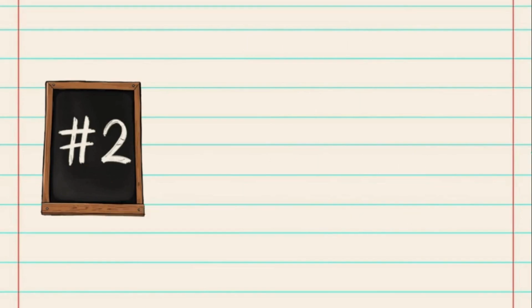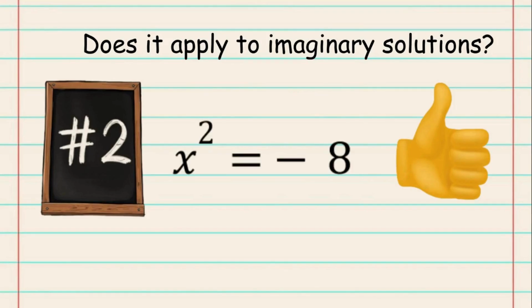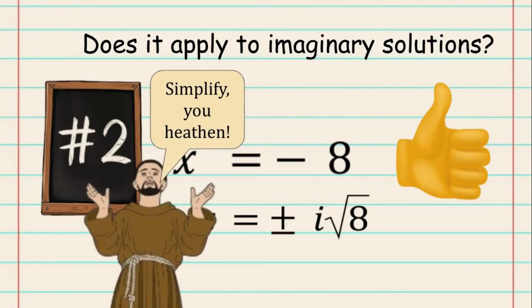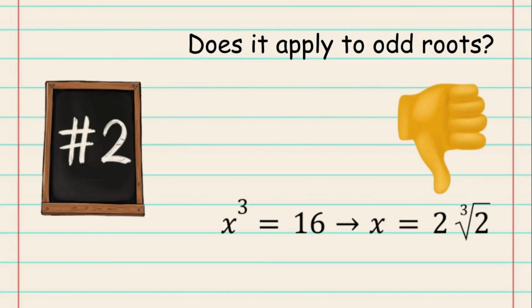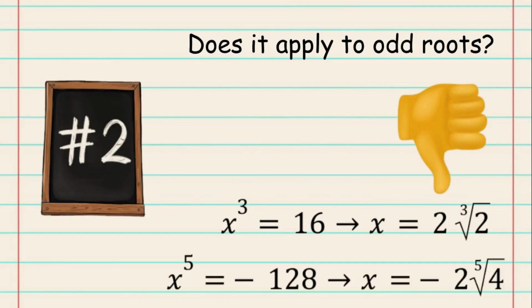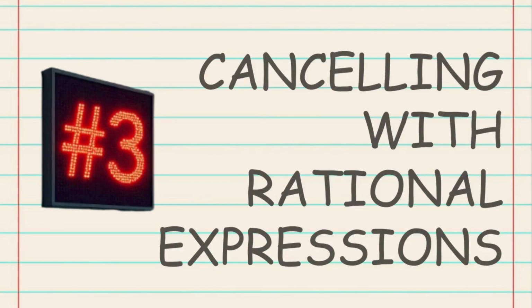That's more like it. So does this apply to imaginary solutions? Oh, you bet it does. Consider this equation. If I were to square root both sides, I would not only need to use i, but the plus or minus. Oh, wait, gotta simplify. But does it apply to odd roots? Well, no. An odd root of a positive number is positive, and an odd root of a negative is negative. Simple enough.